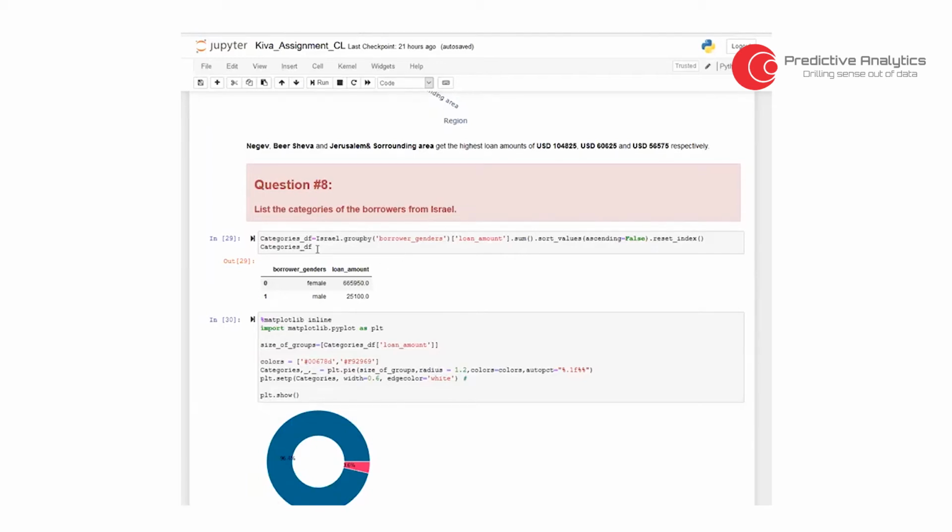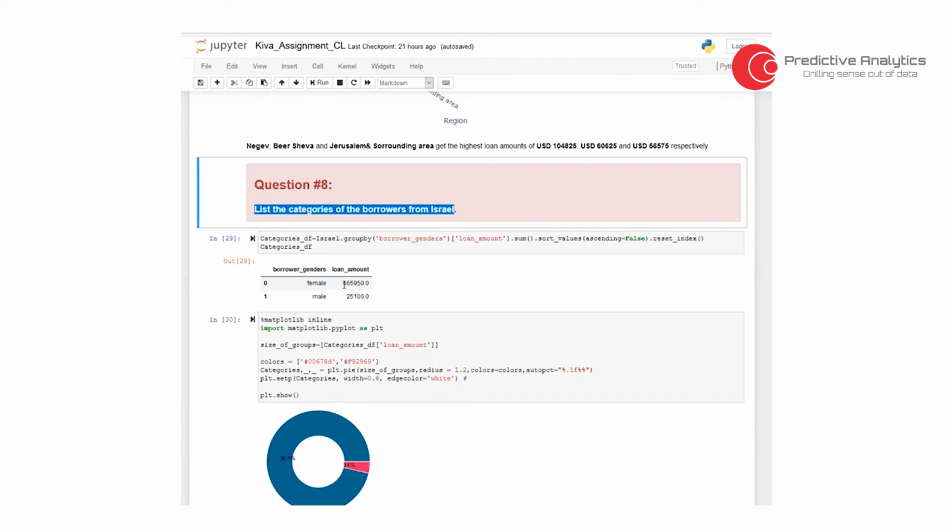I got a bit confused with this one, but now I picked the categories to be the gender. I don't know if that was the correct one. I didn't know what to look at, so I picked the gender as the categories of borrowers. I said group by borrower gender, loan amount, then I did sort.